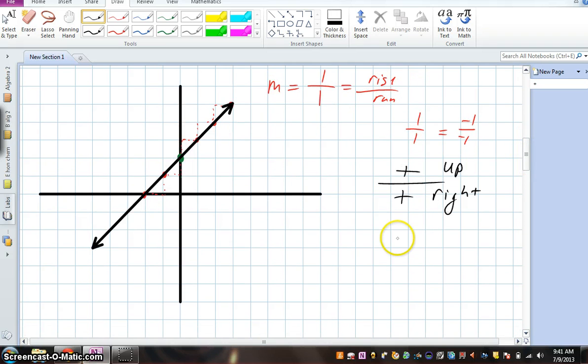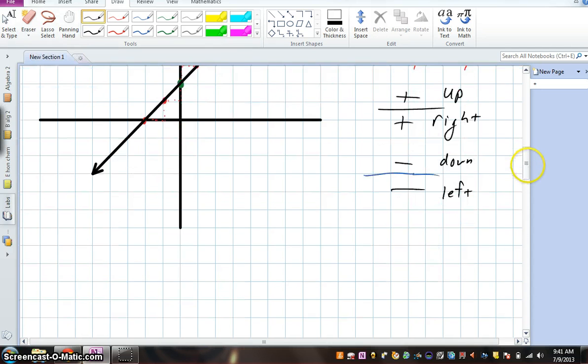Whenever you have a negative over a negative, you're going to go down and left. So you can use the signs as directions, where positive is always up and right, and negative is always down and left. Now let's do one more of these, and then that'll be it for this.